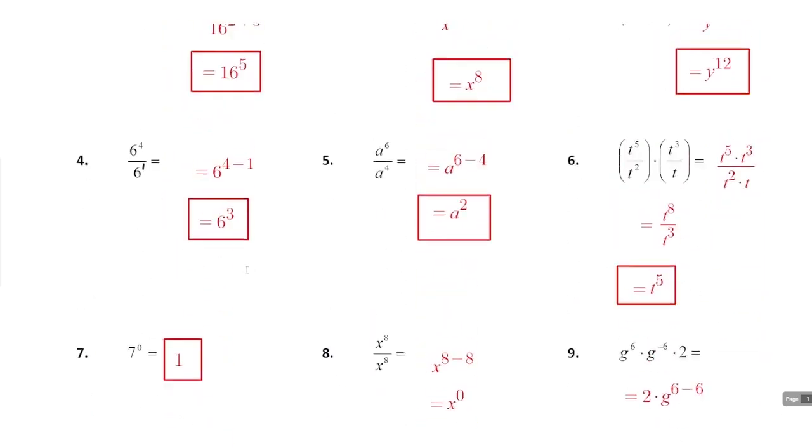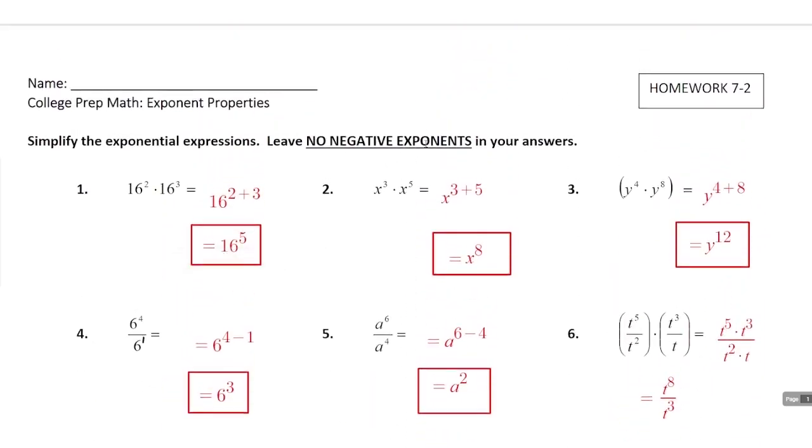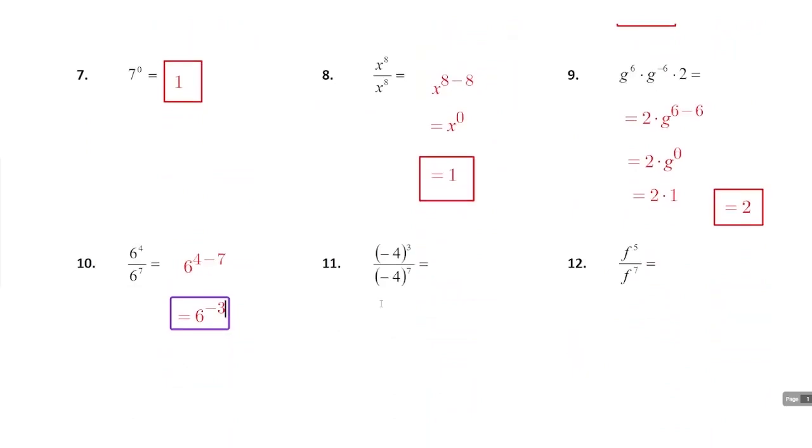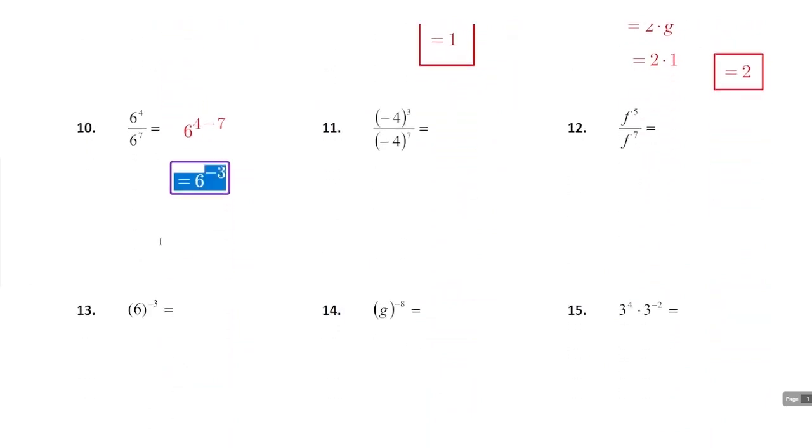And going back to the directions here, it says leave no negative exponents in your answer. So we do need to write this using a positive exponent. And that's pretty conventional, that in order for an expression to be simplified, you don't want any negative exponents. So we can write this as 1 over 6 to the positive 3. So that's how you deal with those negative exponents. Just move that term to the other side of the fraction and negate the exponent.